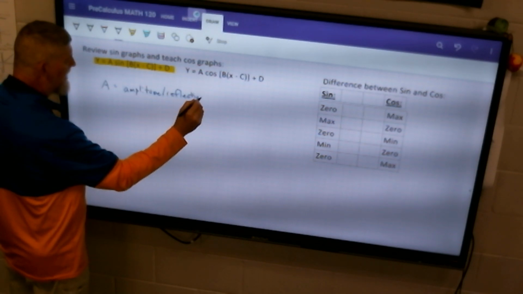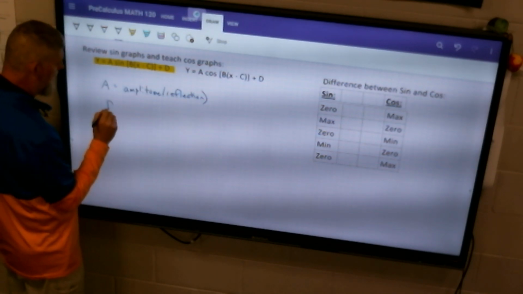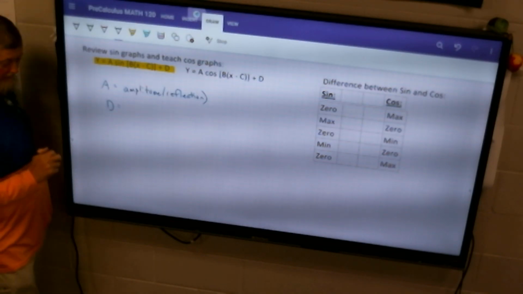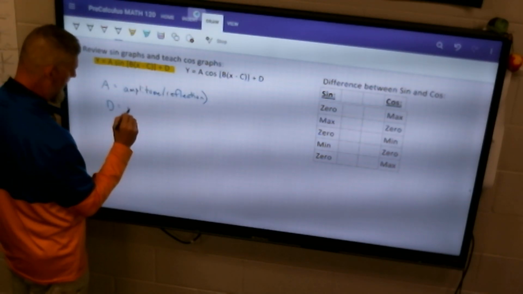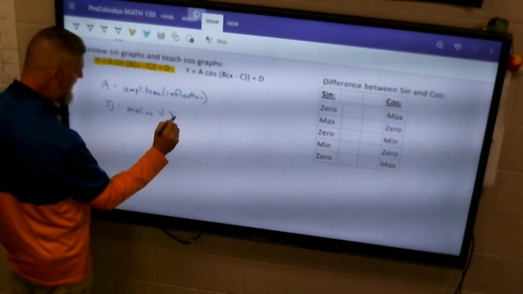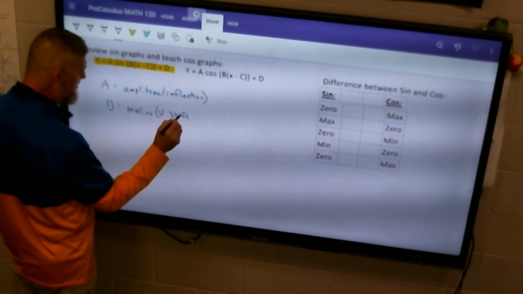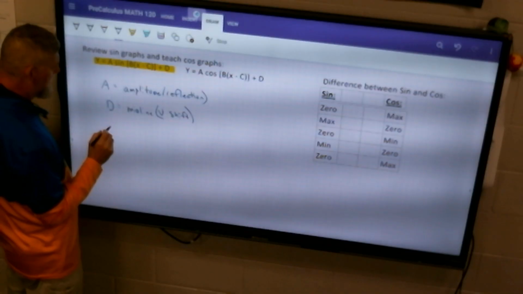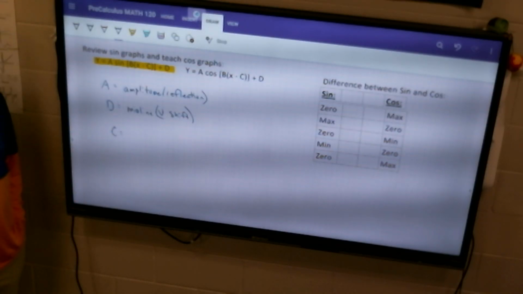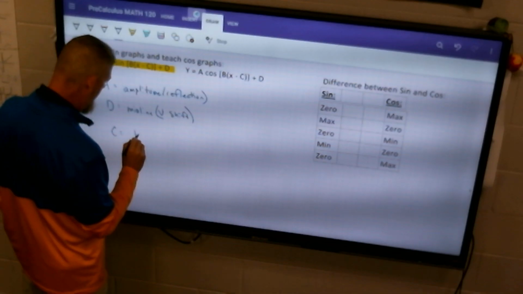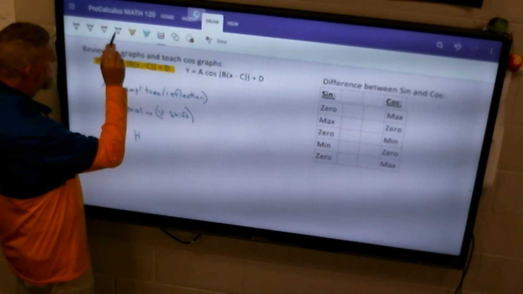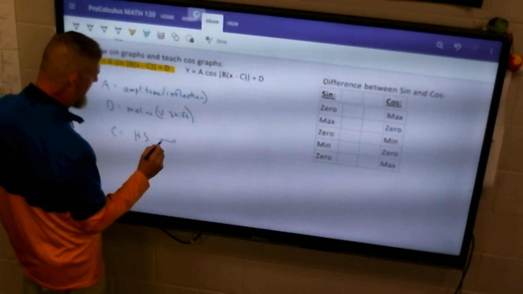Outstanding. Okay, let's go in the order that we did them in. D. What does the D do? D is midline. Translation. It is the vertical shift. It changes the midline. Okay, very good. And then I think we talked about the C next. Yep. What does the C do? The horizontal shift. That tells you if it goes left or right.